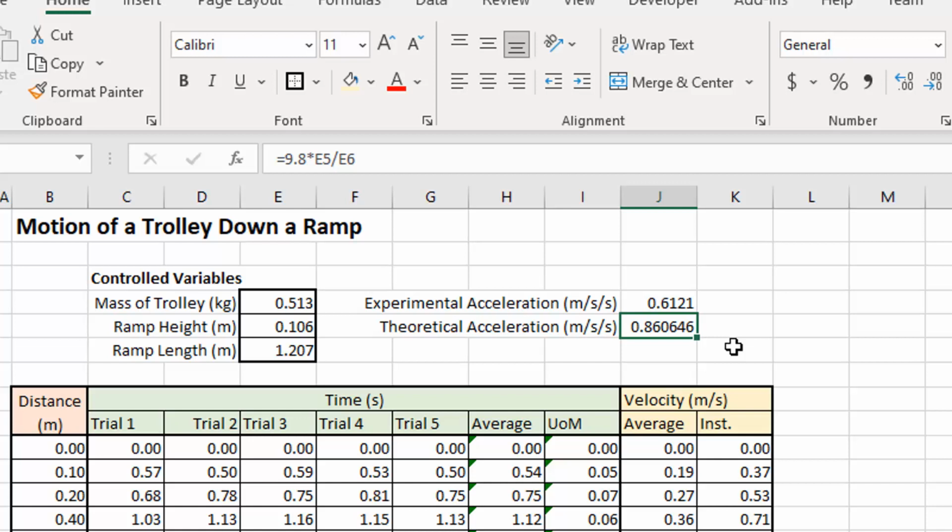Why isn't it the same? Well, that's something for you to discuss. I'm sure you can work that out. Okay, I think that's everything. I hope that was useful.